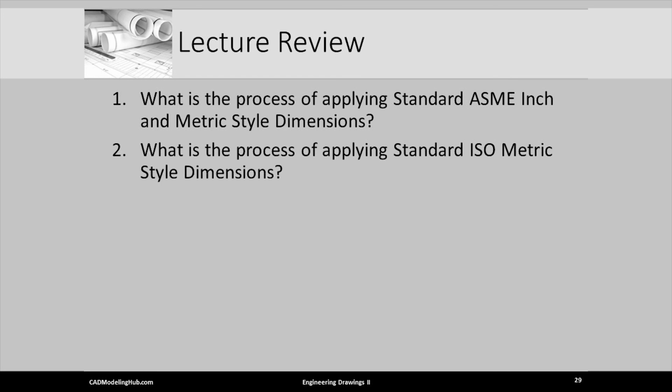What is the process for applying standard ISO metric style dimensions? In general, ISO does not break the dimension line, and the dimension value is written above the dimension line. Horizontal dimensions have horizontally written values. Vertical dimensions have vertically written values. Leaders in the ISO standard are shoulderless, and the annotation is generally written at the same angle as the leader.